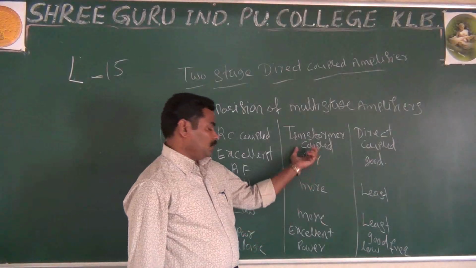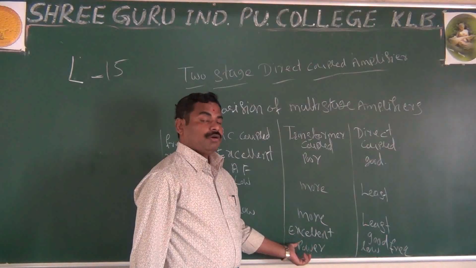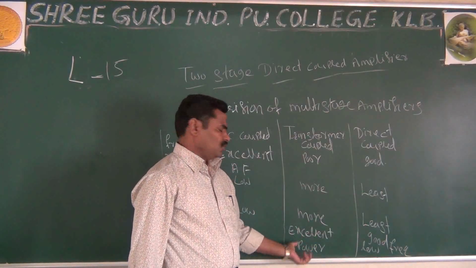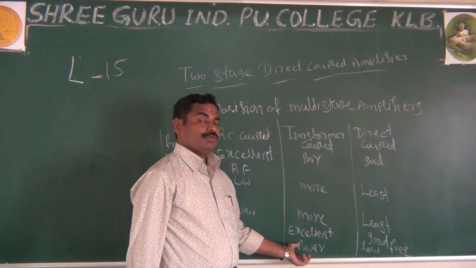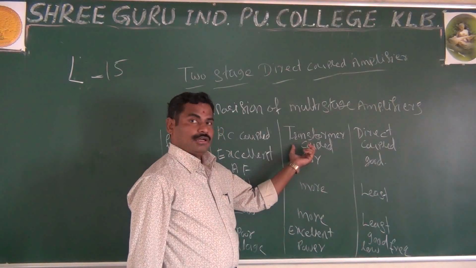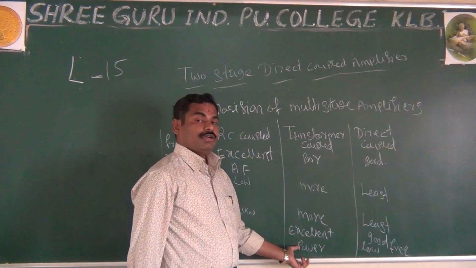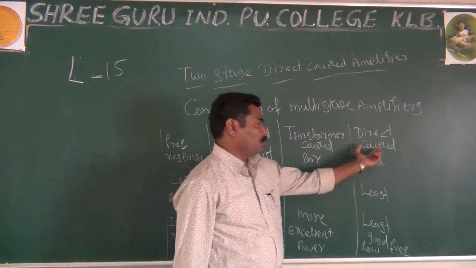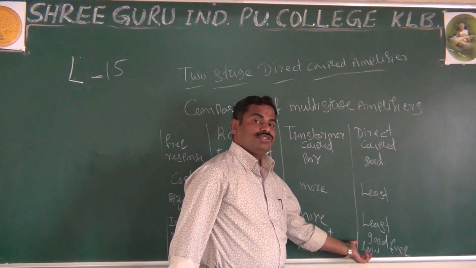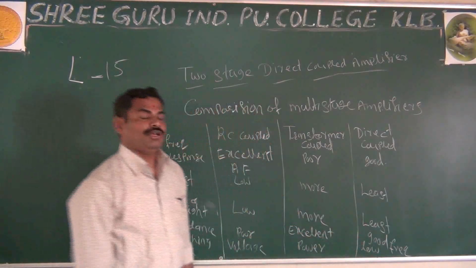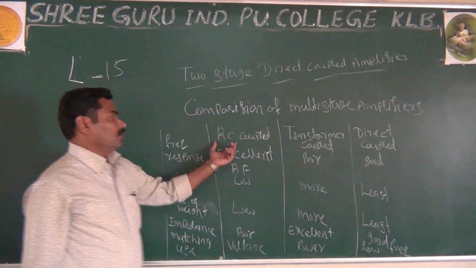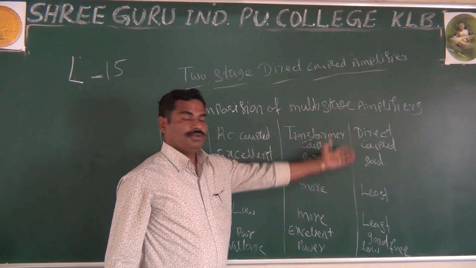And what about transformer coupled? It is used for power amplification, and it is also used for high frequency amplification. The transformer coupled amplifier is used for the high frequency. In the same way, direct coupled is used for low frequency amplification. These are the comparisons of your RC coupled, transformer coupled, and direct coupled.